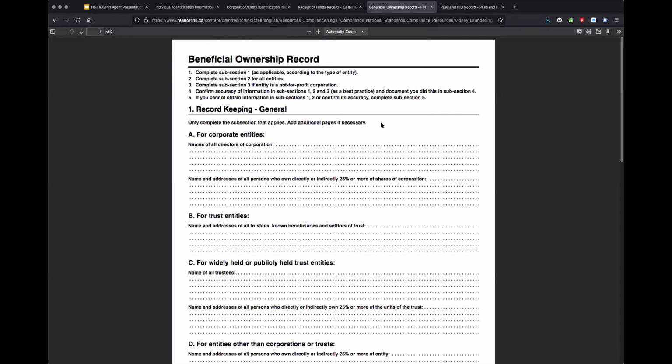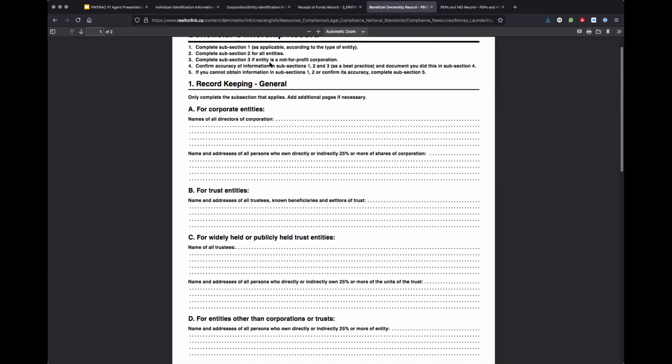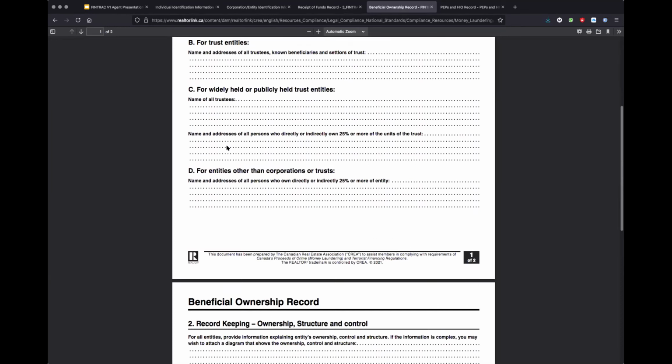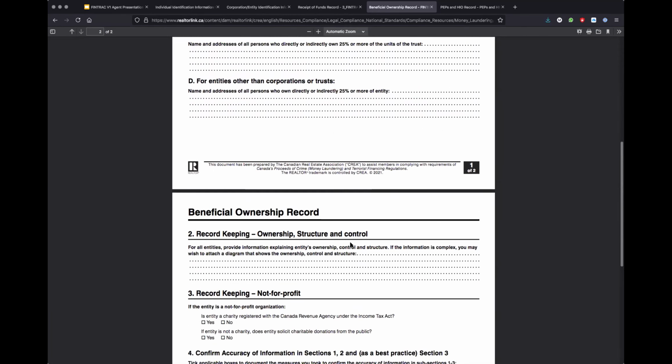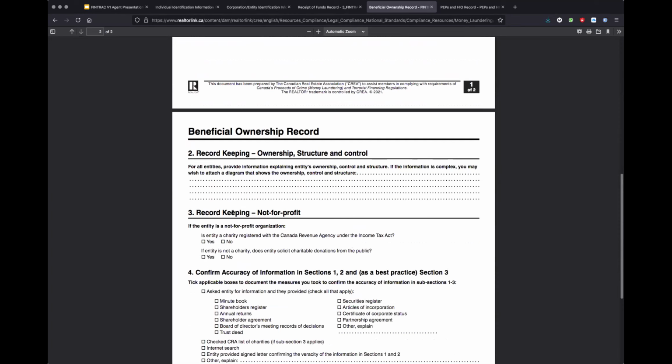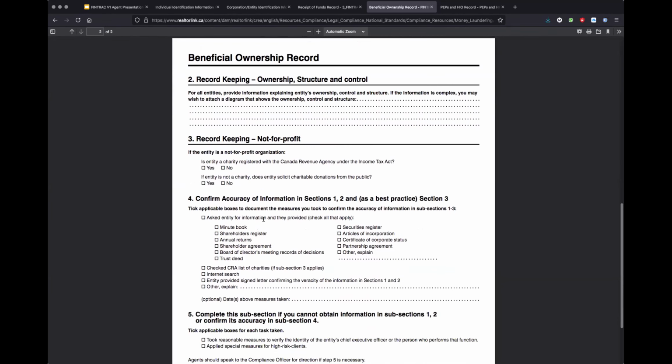Okay, so very simply, you have to do 1 and 2, record keeping and record keeping ownership, structure, and control for every single corporation you work with. 3 only applies for charities or other not-for-profits. And then it is up to you to confirm the accuracy of the information via any of these documents. You have to check off any of the documents that you used to confirm this information.